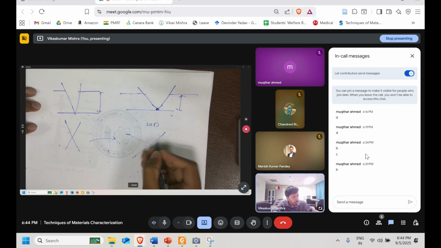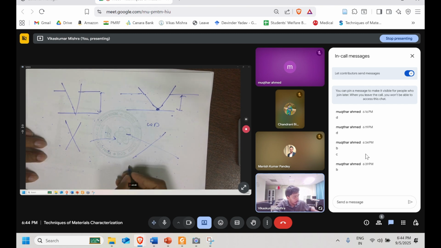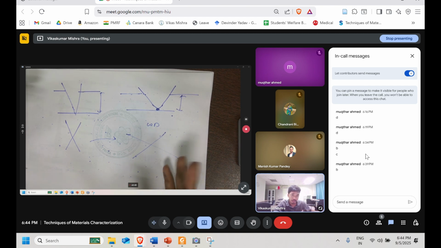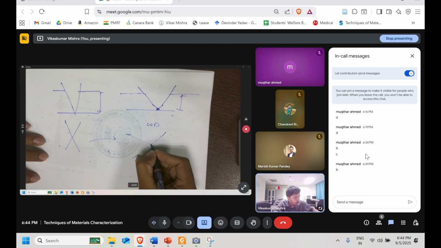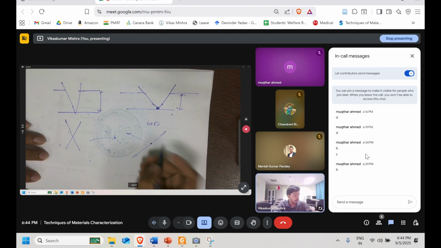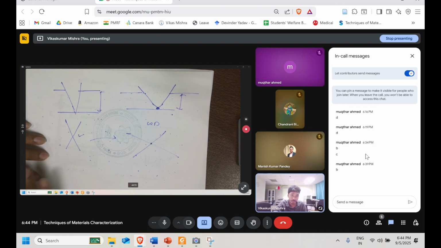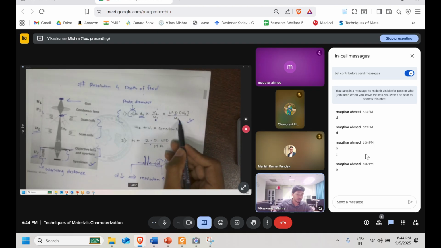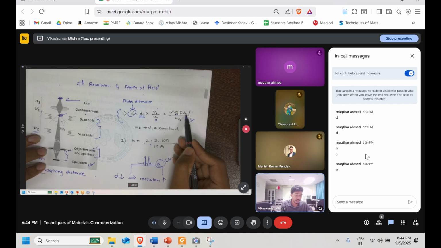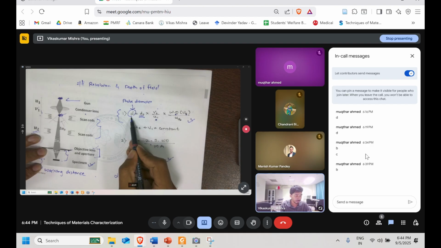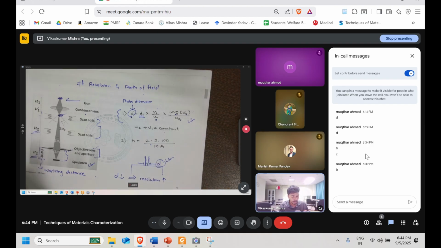So now what does it mean? We are converging. The convergence power is more. We are converging it more. We are focusing it to a single point. Here they are converged more compared to this one. This is what is happening. If I keep on decreasing V2, this D will decrease.